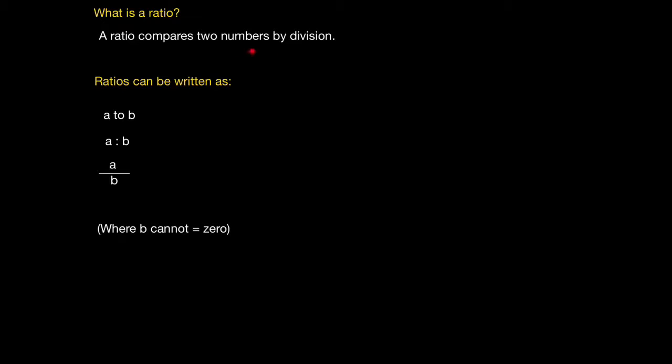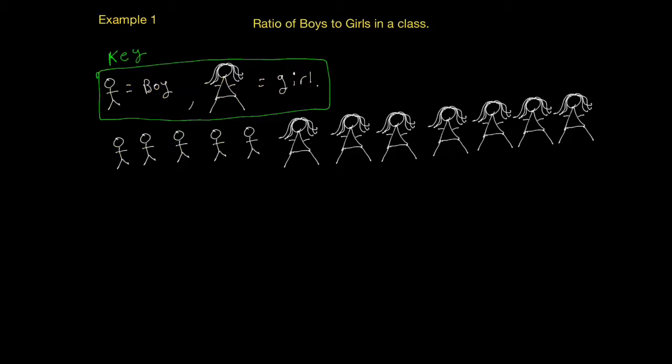Now in order to see how we can compare two numbers by division, I'm actually going to zoom in on this notation here. And let's take a look at an example. So example 1, let's get the ratios of boys to girls in the class. So assume this is the roster, and this indicates a boy, this indicates a girl. So here we see that we have 1, 2, 3, 4, 5. So we have 5 boys, and we're going to compare that to 1, 2, 3, 4, 5, 6, 7. So our ratio is 5 to 7, 5 boys to 7 girls. Here we're comparing two quantities.